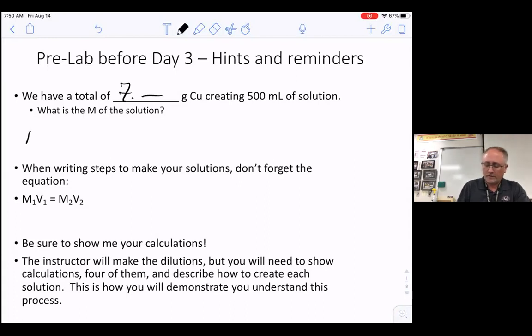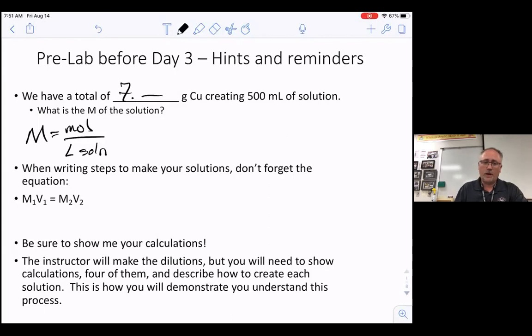To find molarity, I hope you remember that the molarity is the number of moles per liter of solution. And so you could find the number of moles from your grams of copper using your periodic table, of course, to find the molar mass. Take your moles and divide by the liters of solution, which in this case is half a liter, 500 milliliters.